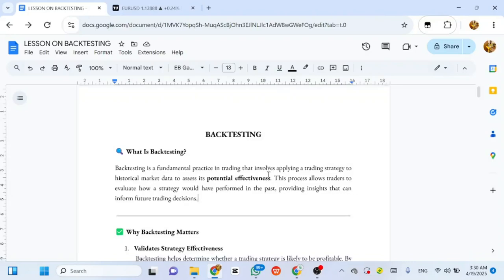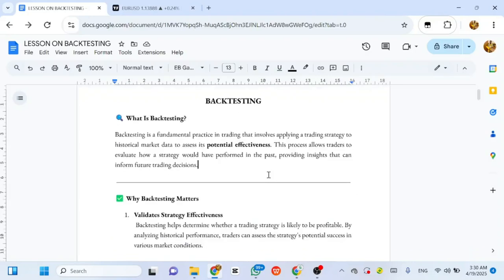Pay close attention to what we're about to discuss. So let me give a brief recap. What is backtesting? It's a fundamental practice in trading that involves applying a trading strategy to historical market data to assess its potential effectiveness. This process allows traders to evaluate how a strategy would have performed in the past, providing insight that can inform future trading decisions.